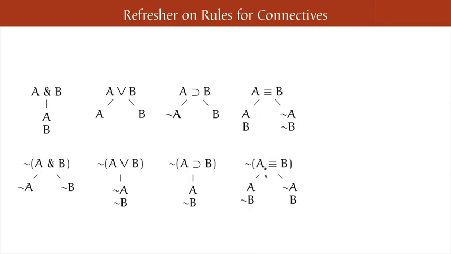The negated biconditional is similar. If A if and only if B is false, then A and B have got different truth values, and that means that either A is true and B is false, the left branch, or A is false and B is true, the right branch.